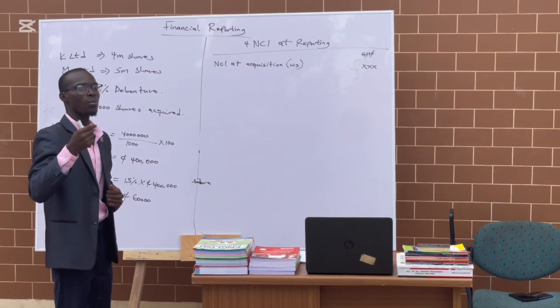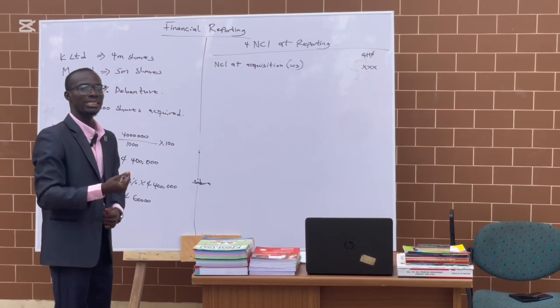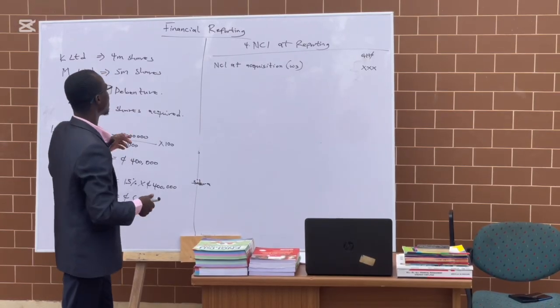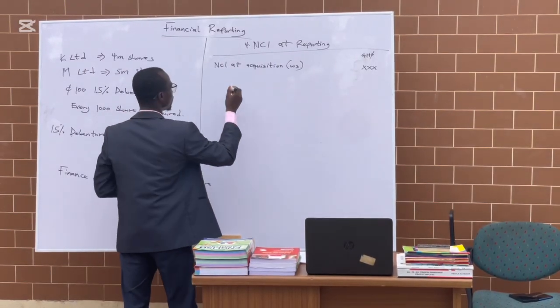That 1 million shares is what the parent company uses when valuing the NCI, through the remaining shares the NCI is having. You just have to multiply.